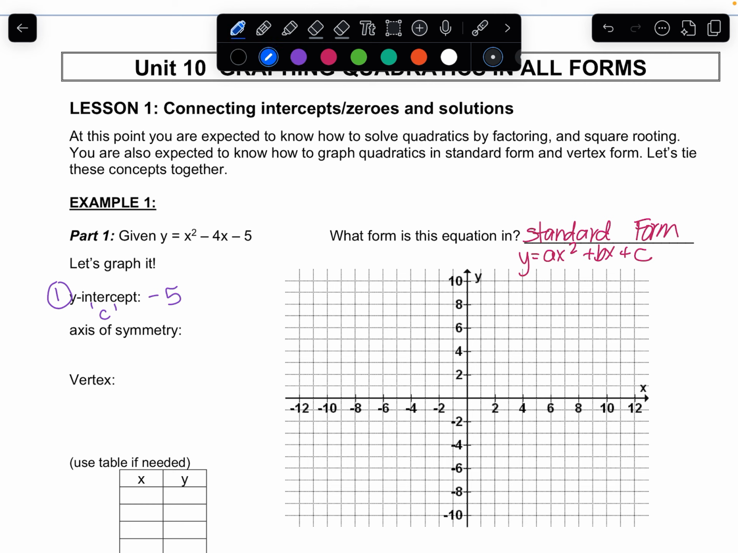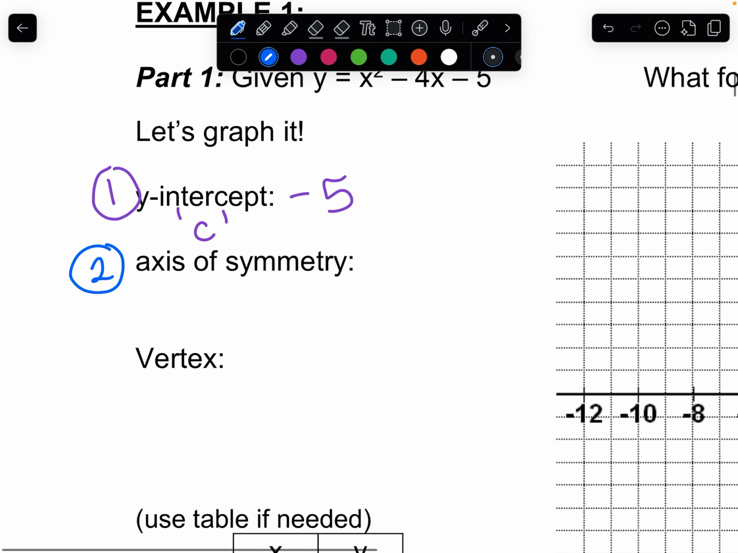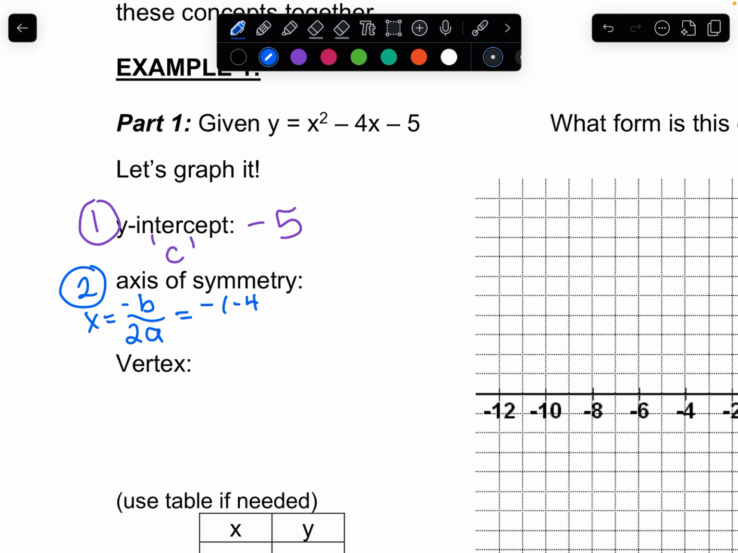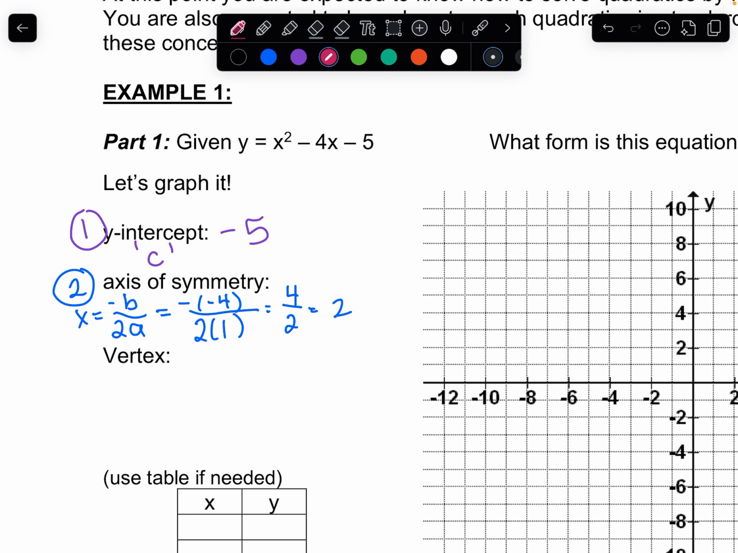We can then find our axis of symmetry, which is our formula. So that's -b over 2a, x equals, because it's creating an equation. And so let's solve this by hand. So we get 4 over 2, which is 2. And so how we find our vertex is we take that value and we plug it in. So y equals 2 squared minus 4 times 2 minus 5. I'm going to do it by hand because it's always good to practice it. So we get 4 minus 8 minus 5, which is -9.